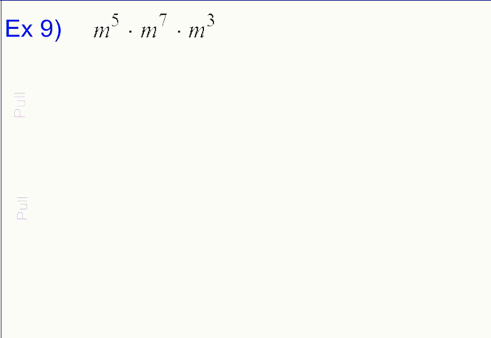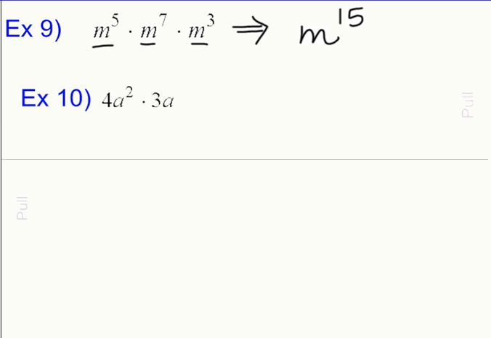Here I have m to the 5th times m to the 7th times m to the 3rd. If I add them all up, because they all have the same base, so I can put them all together, 5 m's plus 7 m's plus 3 m's all together are 15 m's. And we can't evaluate it any further because the base of m really doesn't allow us to do that.